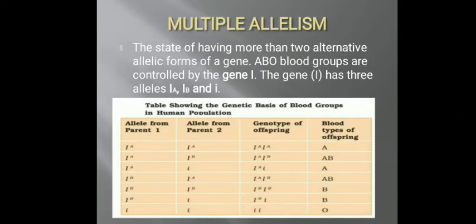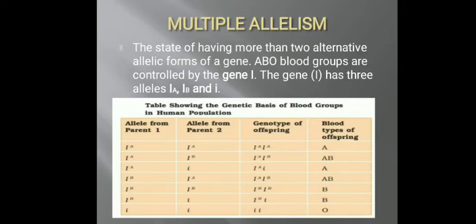Okay, next, multiple allelism. This is also another deviation from Mendel's law. Mendel had said that one gene has 2 alleles, but in many cases we have seen that one gene may have more than 2 alleles. Here the example of blood group is given, the ABO blood group. Here one gene has 3 alleles, IA, IB and small i. So you can see the combinations that are possible with the help of these 3 alleles. There are 6 combinations possible.